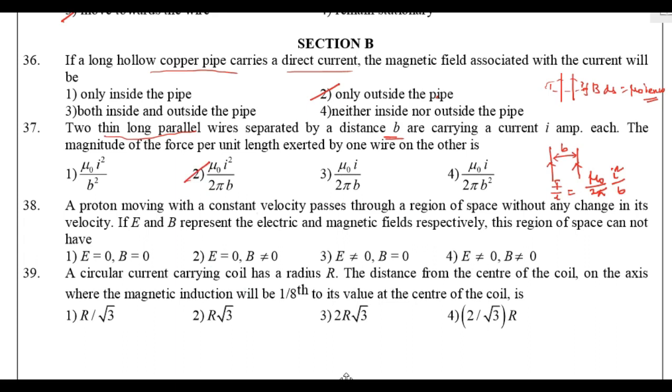A proton moving with a constant velocity passes through a region of space without any change in its velocity. If E and B represent electric and magnetic fields respectively, this region of space cannot have electric field not equal to 0. If you have an electric field, then the proton will be accelerated in that direction.